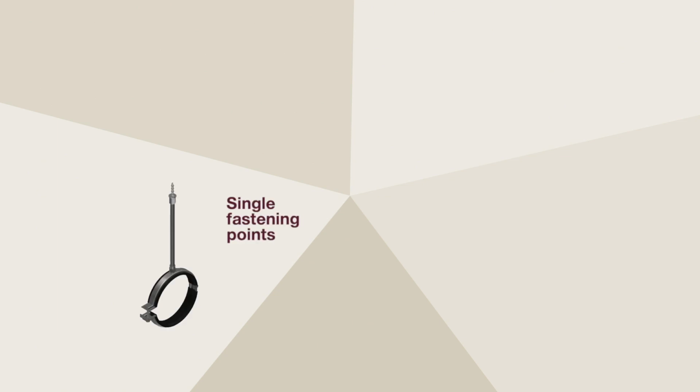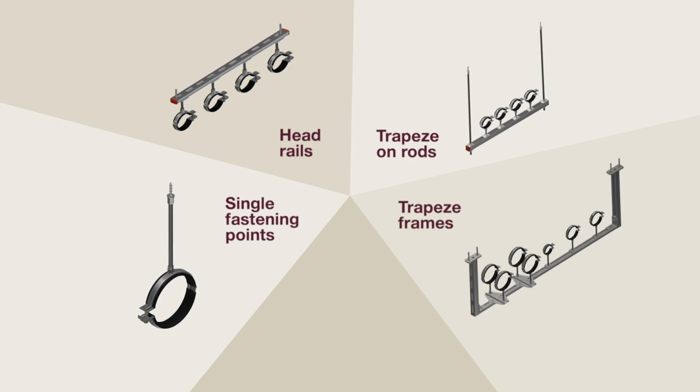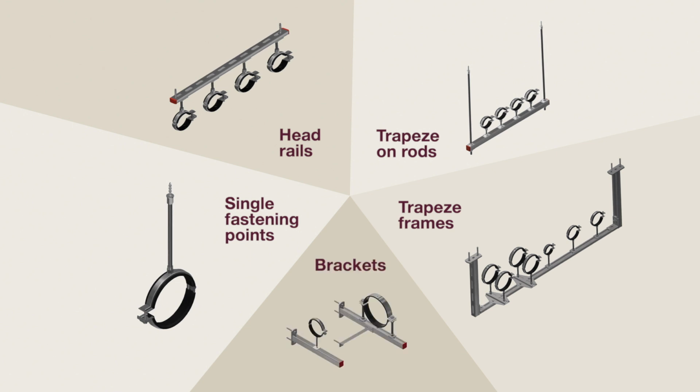So, these are the 5 basic configurations to remember for small commercial buildings. Single fastening points, head rails, trapeze on rods, trapeze frames, and brackets.